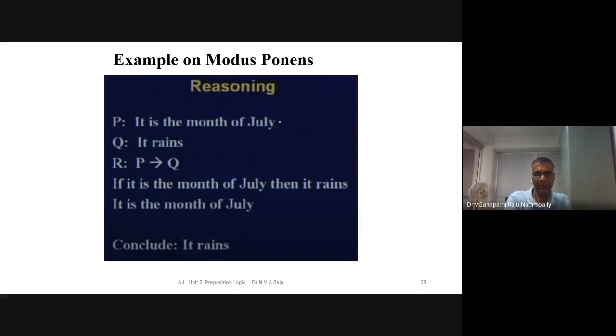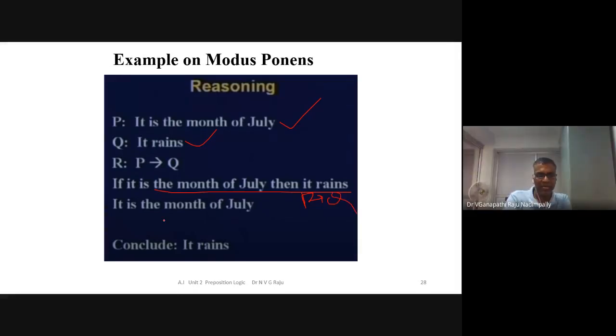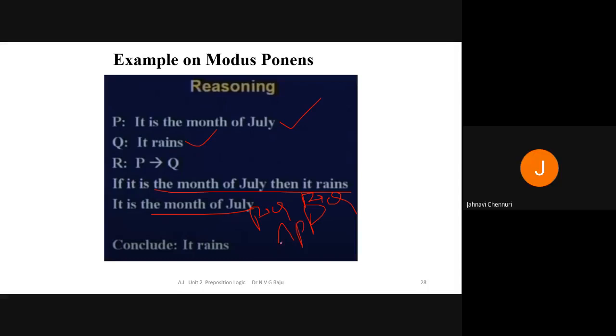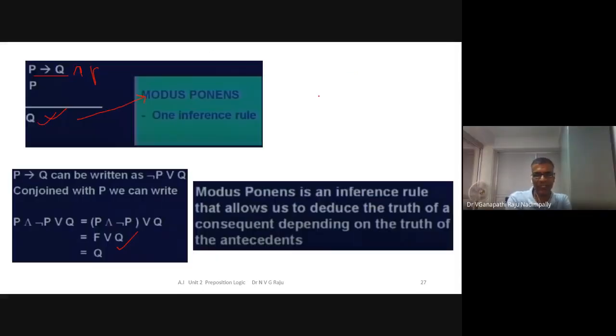Tell me, is it P? Yes, sir. Now, is it Q? Now, you represent this sentence. If the month is July, then it rains. How can you represent it? Is it P implies Q? Yes or no? Yes, sir. Now, it is the month of July. It is P. Yes, sir. Now, P implies Q and P. What is the answer? Q, sir. It is Q, so it rains. Understood? Is it modus ponens? Yes, sir.